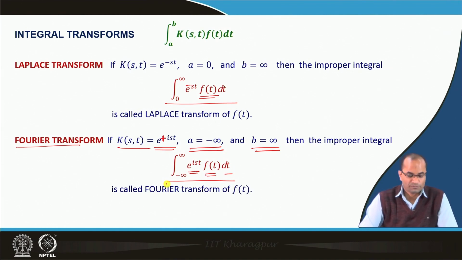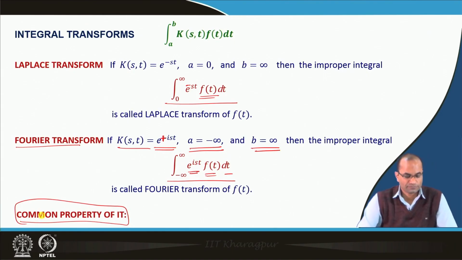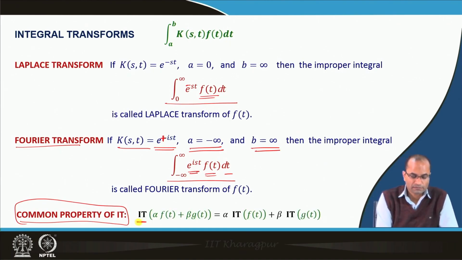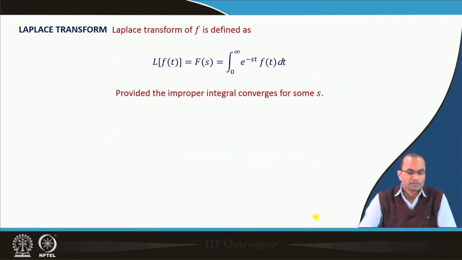So e power s t f t dt, with the integral over t from minus infinity to plus infinity, is called the Fourier transform. The common property which we have already discussed for the Fourier transform, and which all these integral transforms have, is linearity. If we apply this integral transform to a linear combination alpha f t plus beta g t, we get alpha times the integral transform of f t plus beta times the integral transform of g t. This is the general context of these integral transforms, and we will now focus on the Laplace transform again.